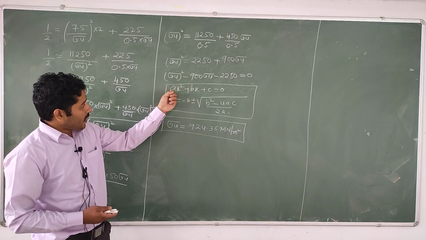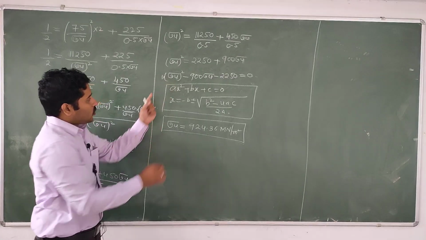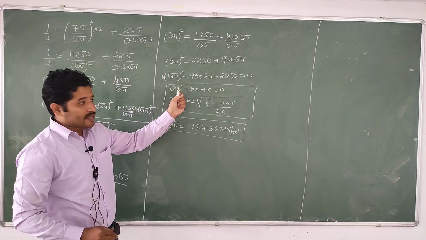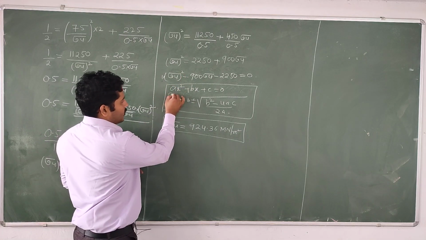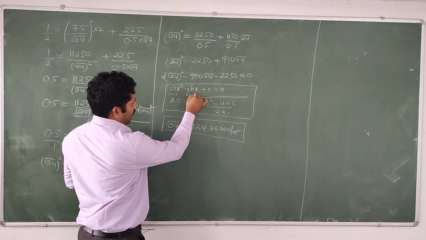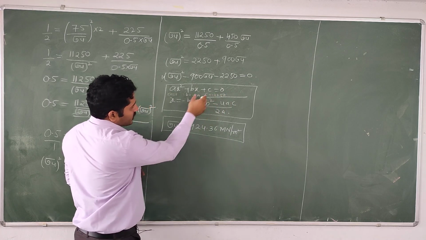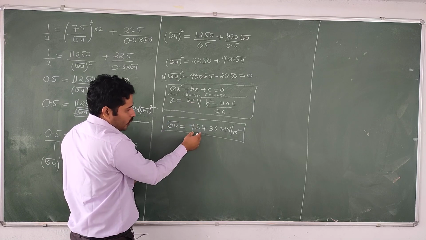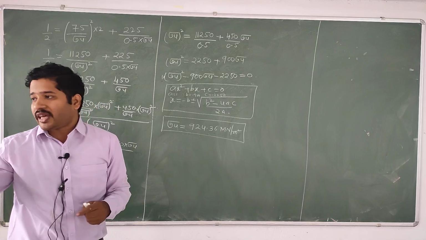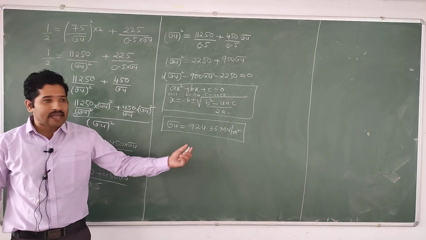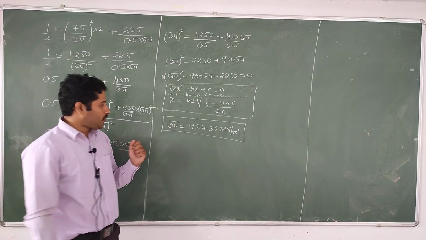How? Let us see. The a value is nothing but 1, the x square coefficient as it is; b is nothing but minus 900. Is it right? a is 1, b is minus 900, c is minus 22500. If you substitute in this equation, again you will get the answer 924.36, or if you solve with the help of the calculator, you will get 924.36 mega Newton per meter square. Is it right? Done.